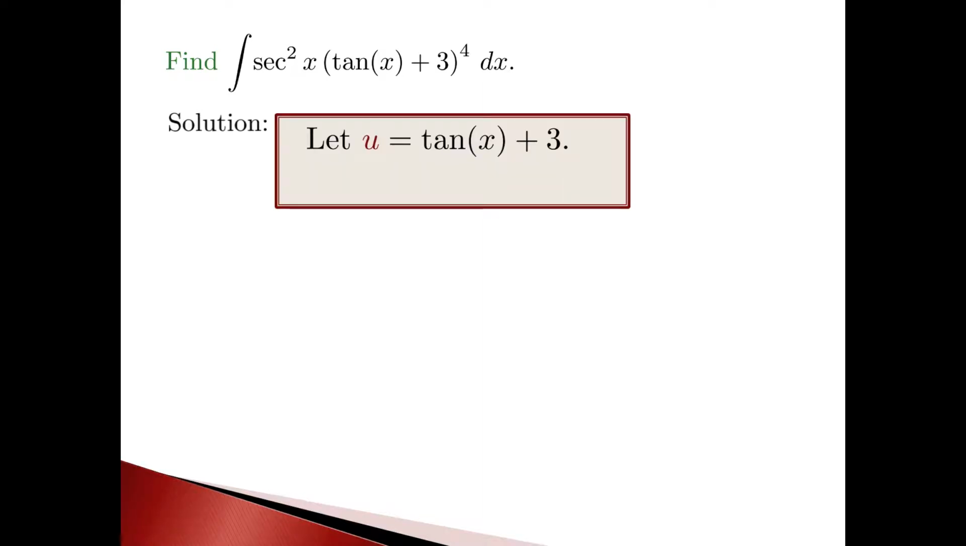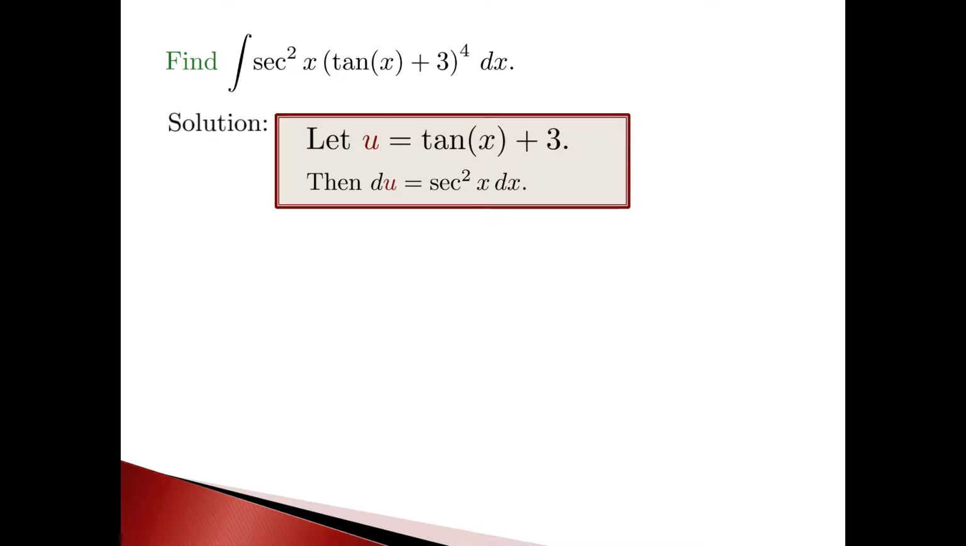Whenever you can, let u be the whole complete stuff. Here's what I mean. If I let u be not just the tangent of x, but the tangent of x plus 3, all the stuff inside that parentheses, then when I take the derivative, it still works, because the derivative of tangent of x plus 3 is still secant squared of x, and the plus 3, its derivative is 0, so it goes away. But I want to let u be the whole stuff inside the parentheses, because that's exactly what I would do when I do the chain rule. I'd have the whole stuff inside the parentheses, and I'd multiply by its derivative outside.